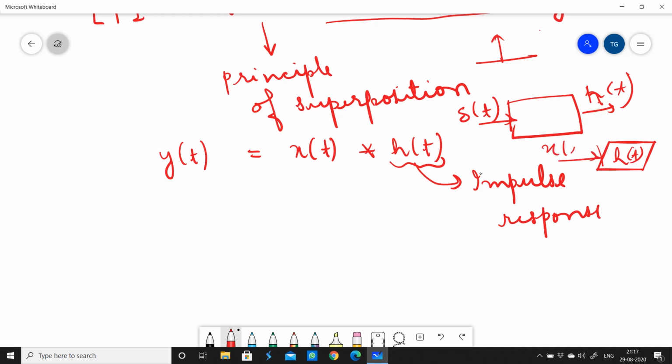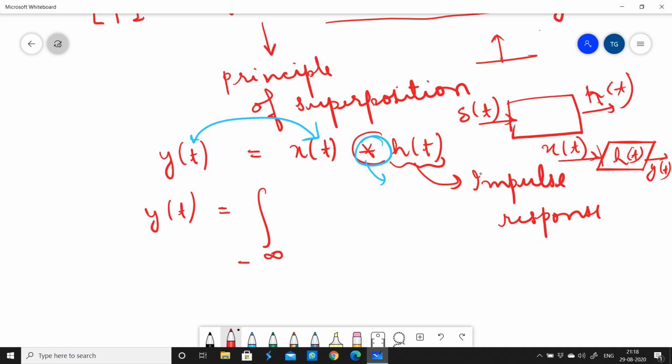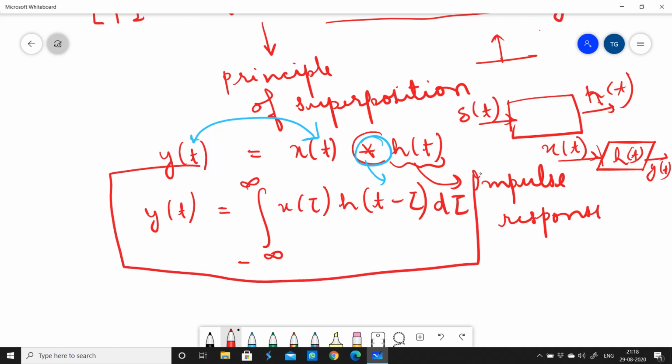So when I supply any input x of t, the system has its own response, that is h of t, and it is giving output y of t. So this convolution establishes relationship between input and output. So how do we mathematically express this? y of t is nothing but integral from minus infinity to infinity x of tau h of t minus tau d tau. So this is the mathematical relationship of my convolution.